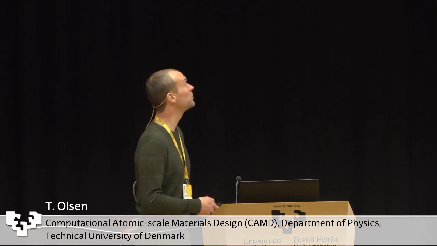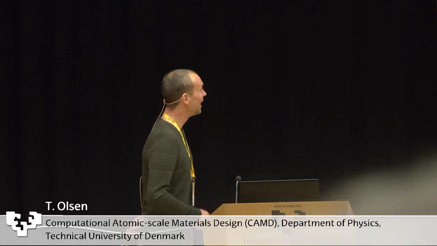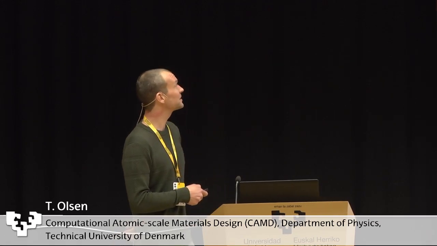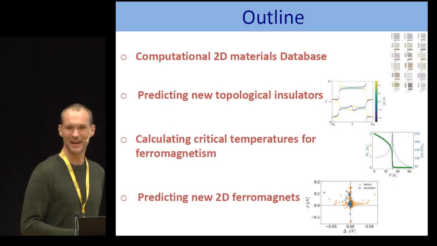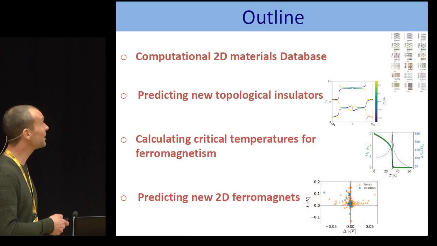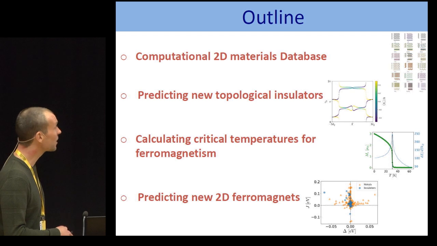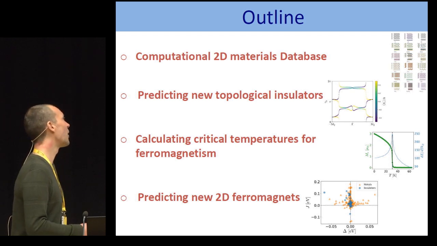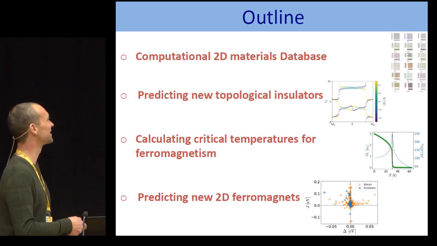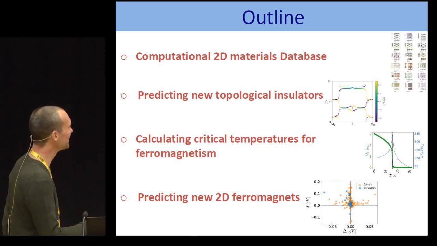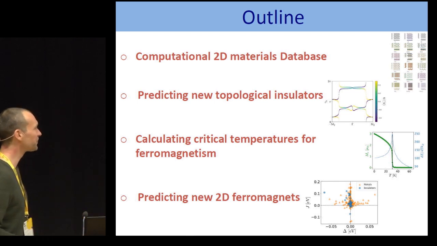So I'll talk about this high throughput screening of 2D topological insulators and ferromagnets. The screening study is mostly based on this computational 2D materials database, which we have set up at DTU. So I'll talk a little bit about that to begin with, what it is. And then I'll talk about how we can do an automated search for topological insulators based on this. I mean, it's known how to do this for a particular material, but it can be a little bit tricky when we want to automate such a search.